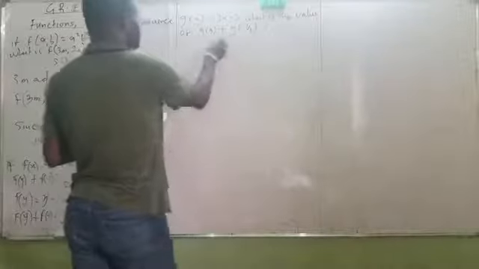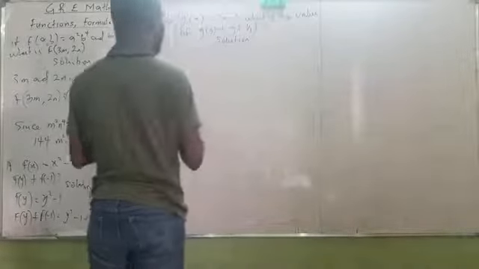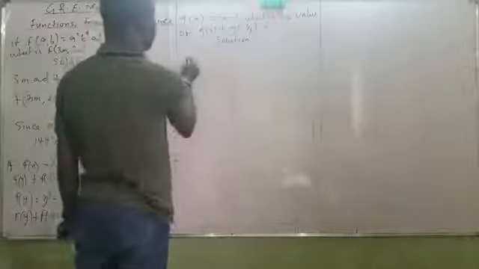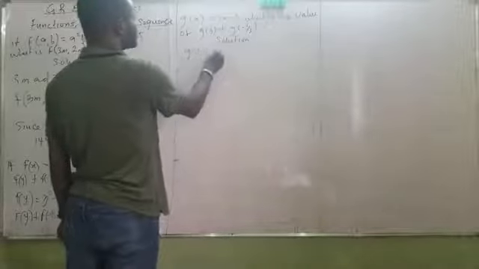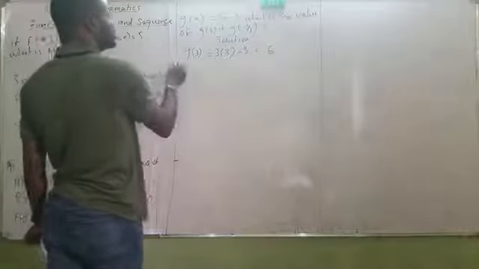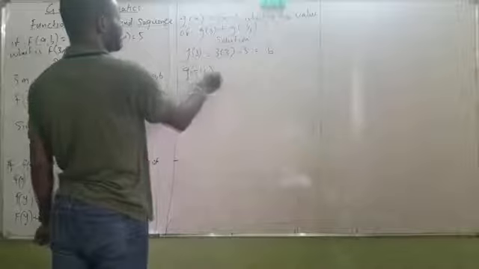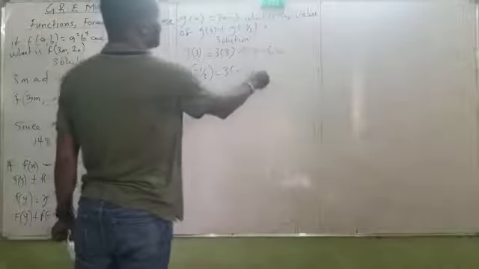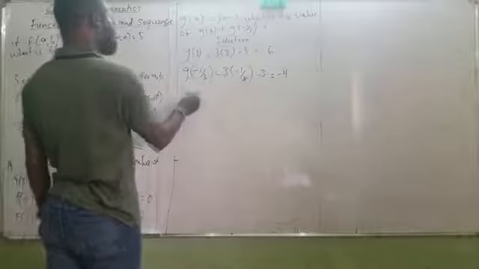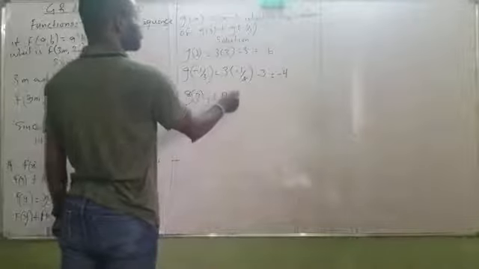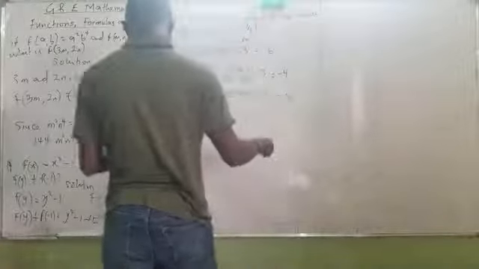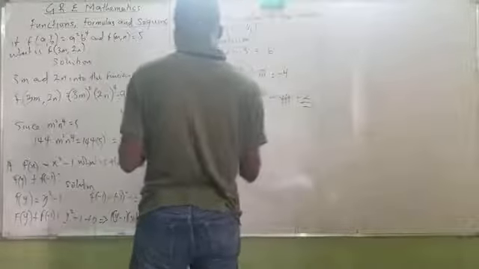What I just need to do is very straightforward. G of 3 will be equal to 3 bracket of 3 minus 3, which is equal to 6. And g of minus 1 all over 3 will be equal to 3 bracket of minus 1 all over 3 minus 3. This will cancel this, which will be minus 4. Now, g of 3 plus g of minus 1 all over 3 will be equal to 6 minus 4, which is equal to 2. That should be the answer.